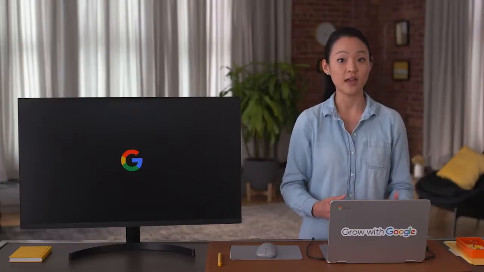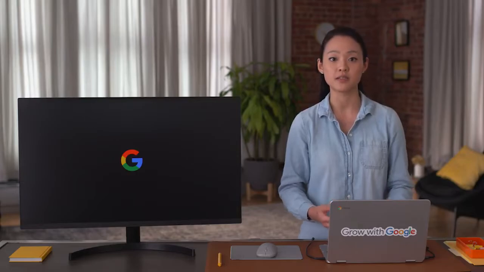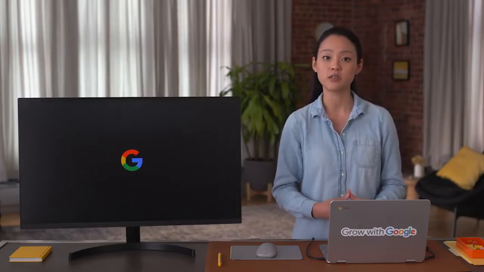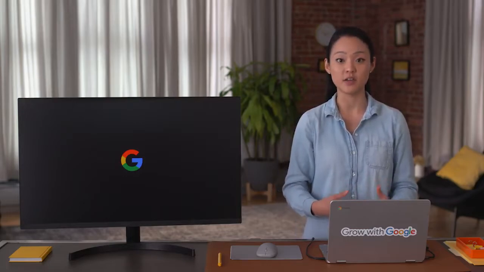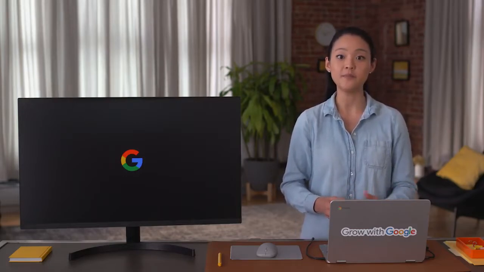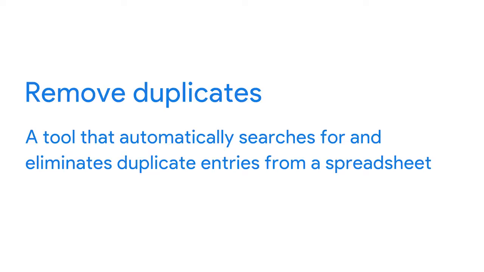This is an opportunity to search for common problems. After that, you clean up the problems manually, for example, by eliminating extra spaces or removing an unwanted quotation mark. But there's also some great tools for fixing common errors automatically, such as trim and remove duplicates. Earlier, you learned that trim is a function that removes leading, trailing, and repeated spaces in data. And remove duplicates is a tool that automatically searches for and eliminates duplicate entries from a spreadsheet.